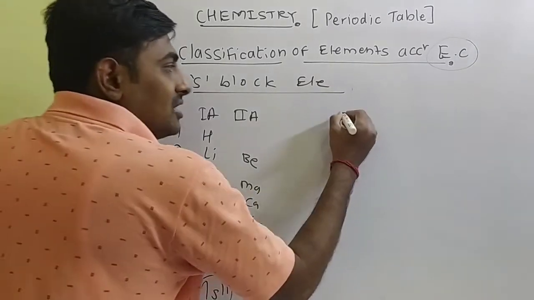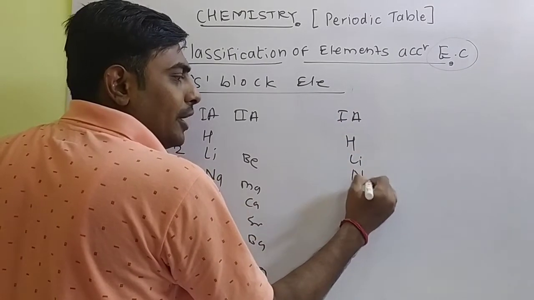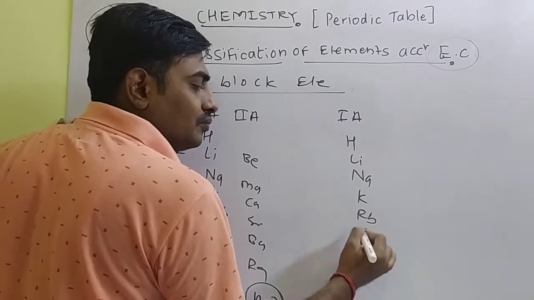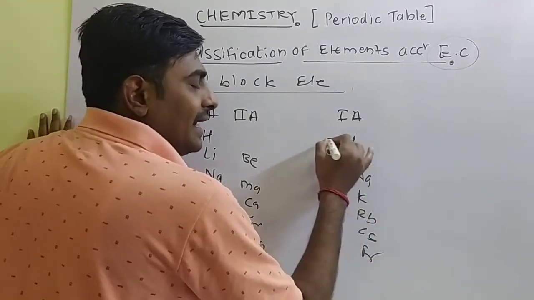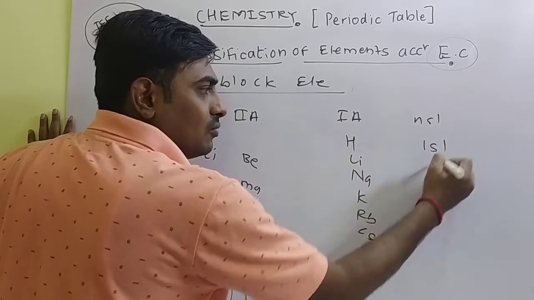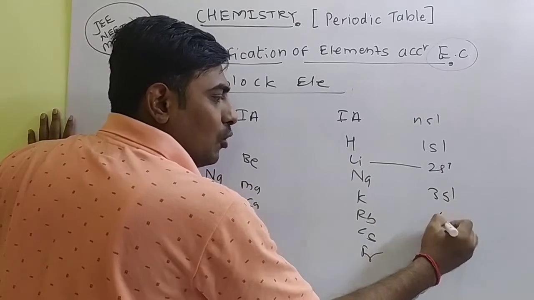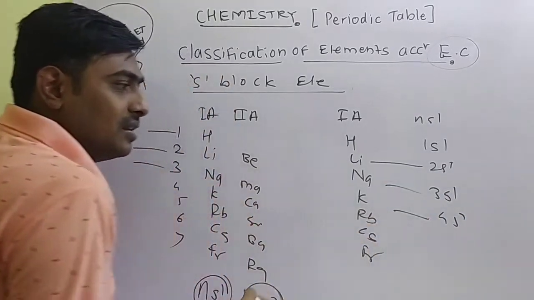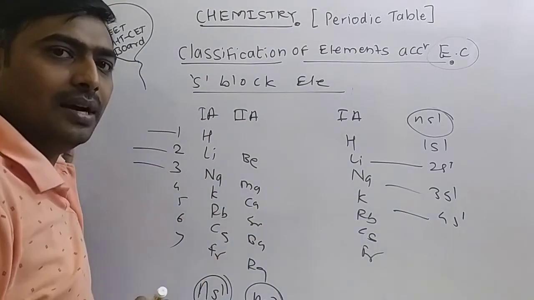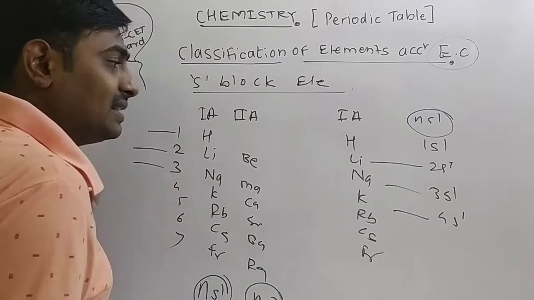What does this mean for the first A group: hydrogen, lithium, sodium, potassium, rubidium, cesium and francium? Hydrogen has period number 1, so its valence configuration is 1s1. Then we have 2s1, 3s1, 4s1 valence electronic configurations. So ns1 electronic configuration is observed with the first A group. The same applies to the second A group.